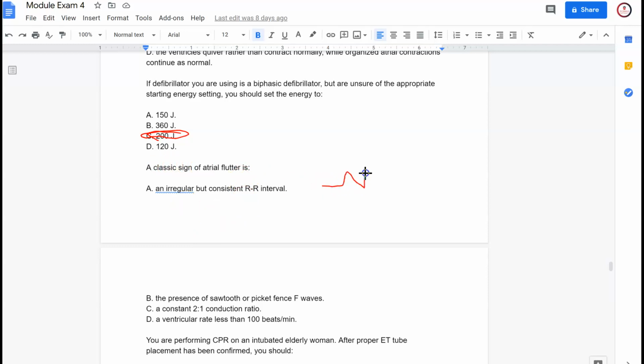Remember atrial flutter. We have those really cute sawtooth guys, right? Irregular but consistent R to R interval. No. Presence of sawtooth or picket fence F waves. Well, hey friends, there you are. Constant 2-to-1 conduction ratio, not all the time. A ventricular rate less than 100 beats a minute. Again, not all the time. Best answer: sawtooth, picket fence F waves.